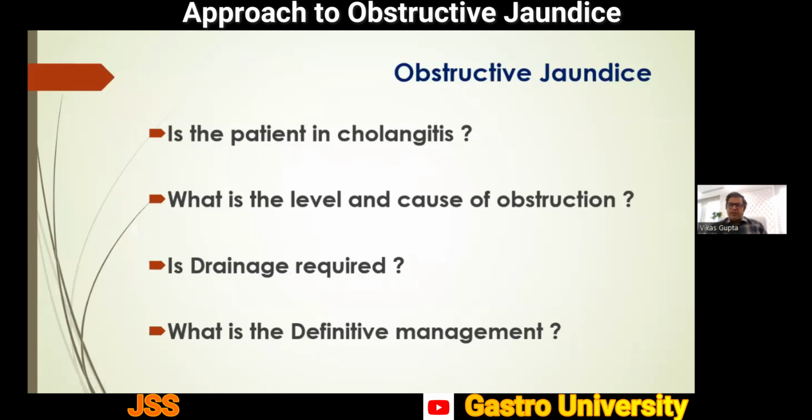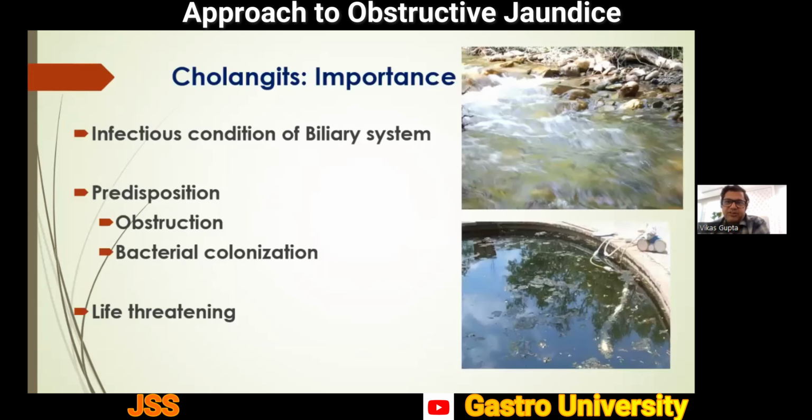So once we have an understanding of the effect of obstructive jaundice on the body, and we have differentiated that the patient of jaundice has obstructive jaundice, these are a few questions which we need to ask ourselves. First and foremost, is the patient in cholangitis? Number one. Second, what is the level of obstruction and what is the cause of obstruction? Thirdly, is drainage required for this patient? And fourthly, what is the definitive management in these patients?